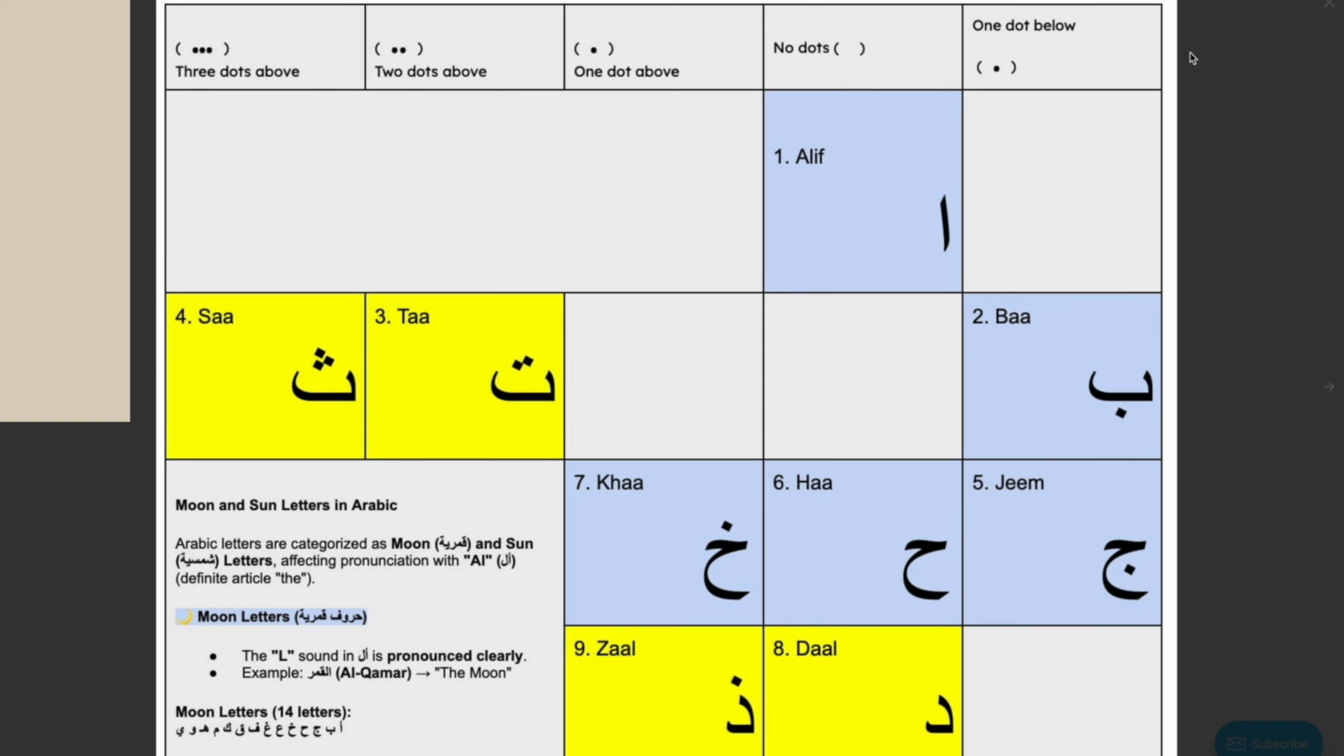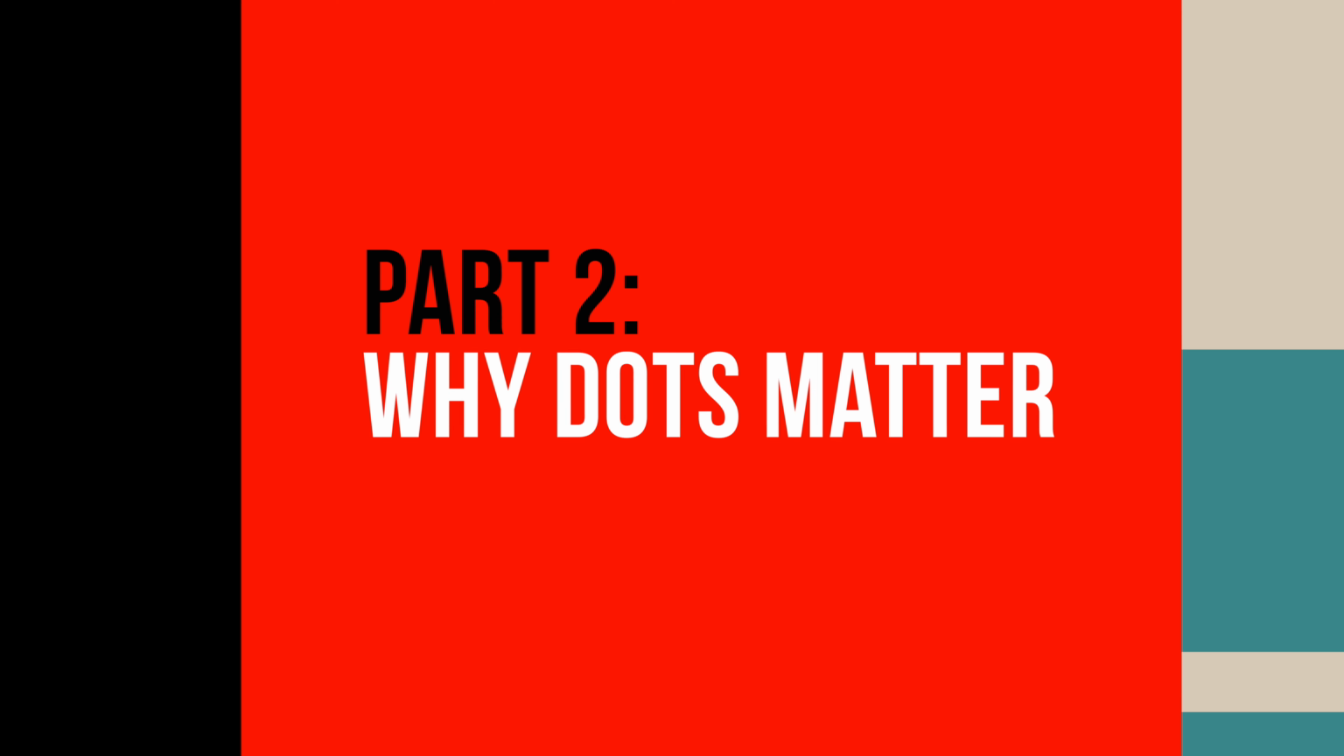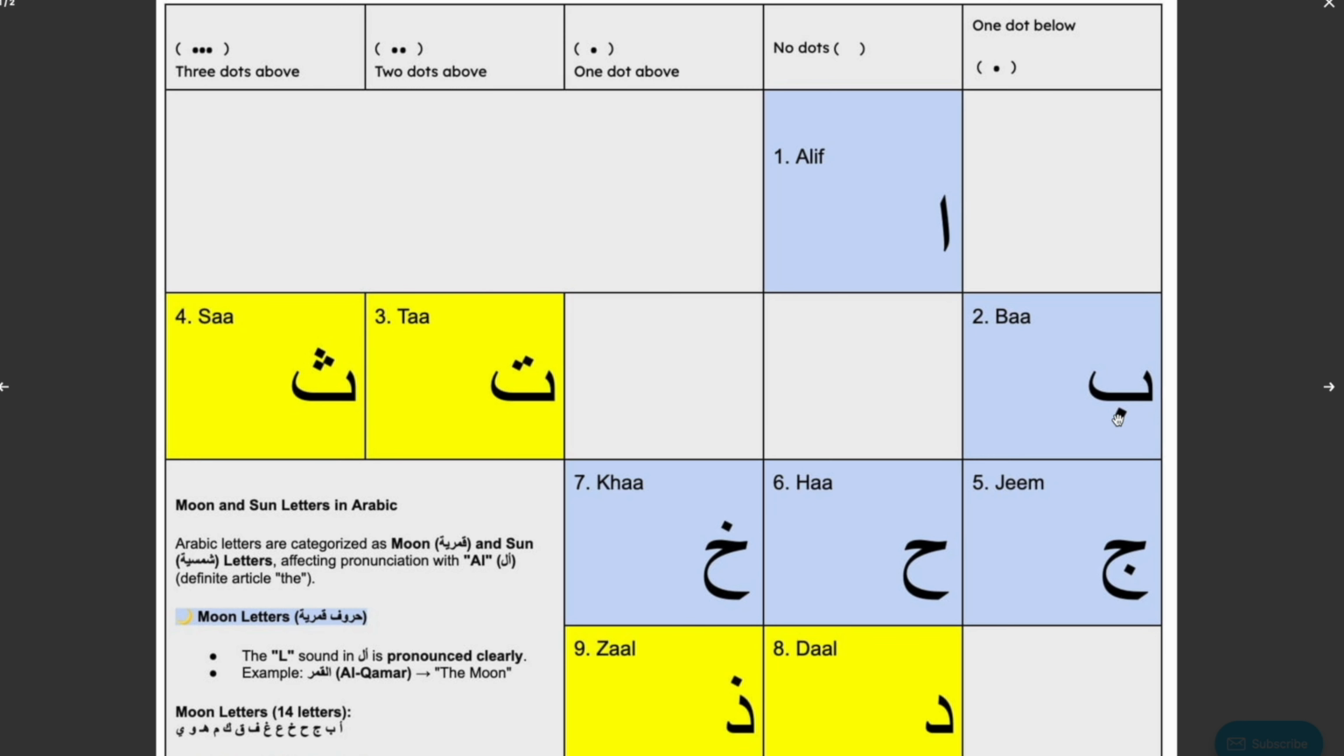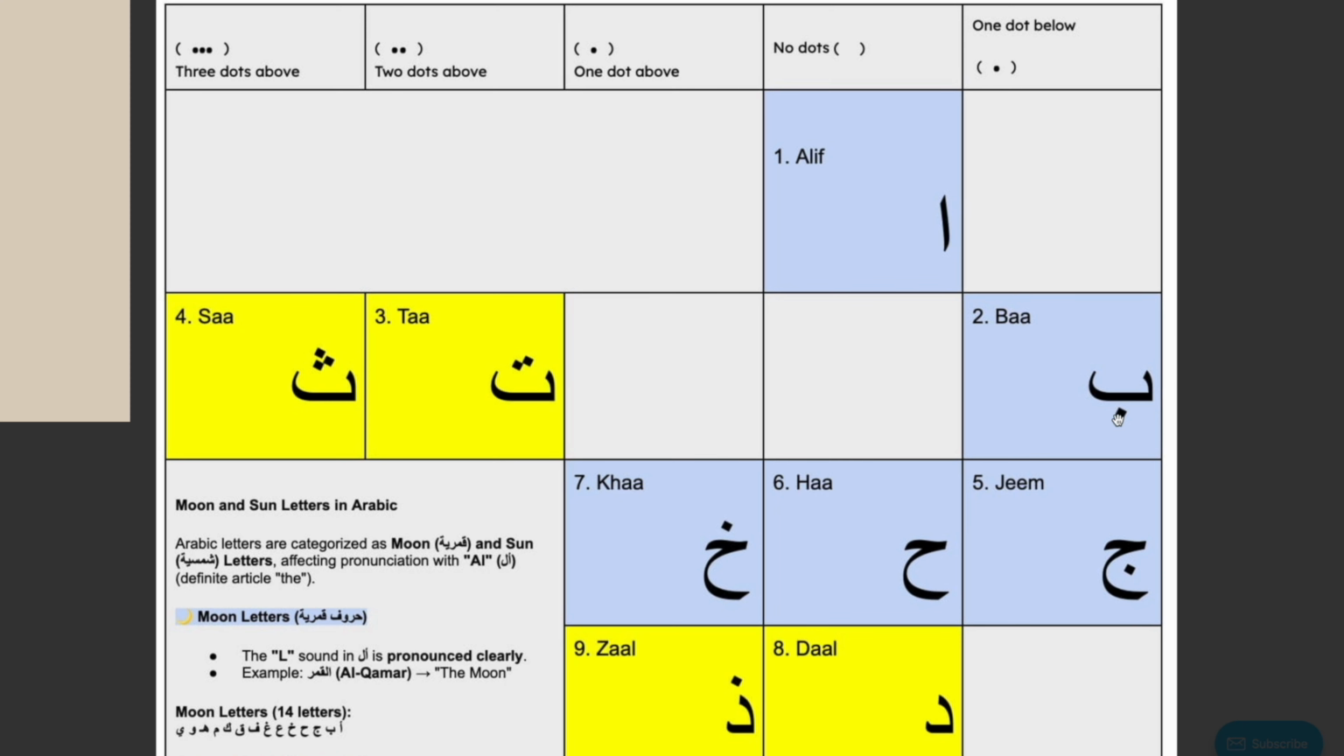So once you get used to spotting the dots in the Arabic, then Arabic reading becomes way, way easier. The shapes you can recognize easily. The shape repeats itself, but the dots tell you the sound. And to be honest, it's like a cheat code.